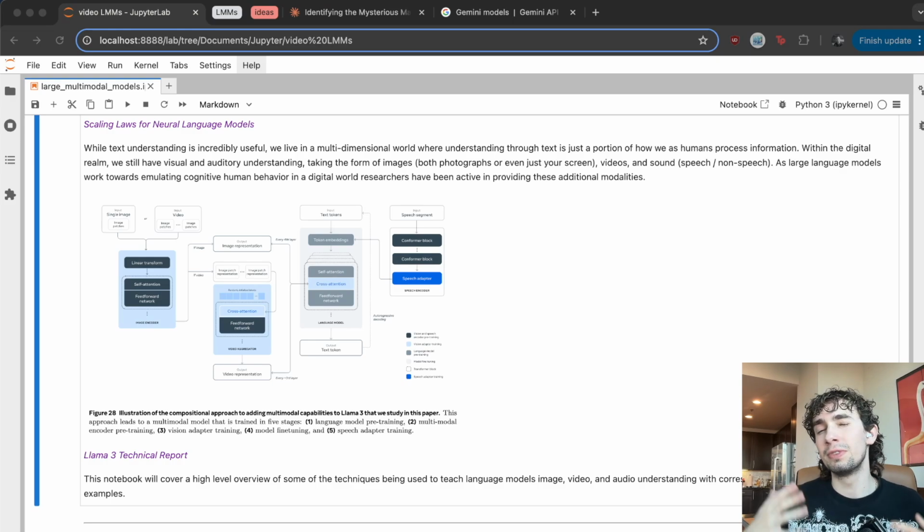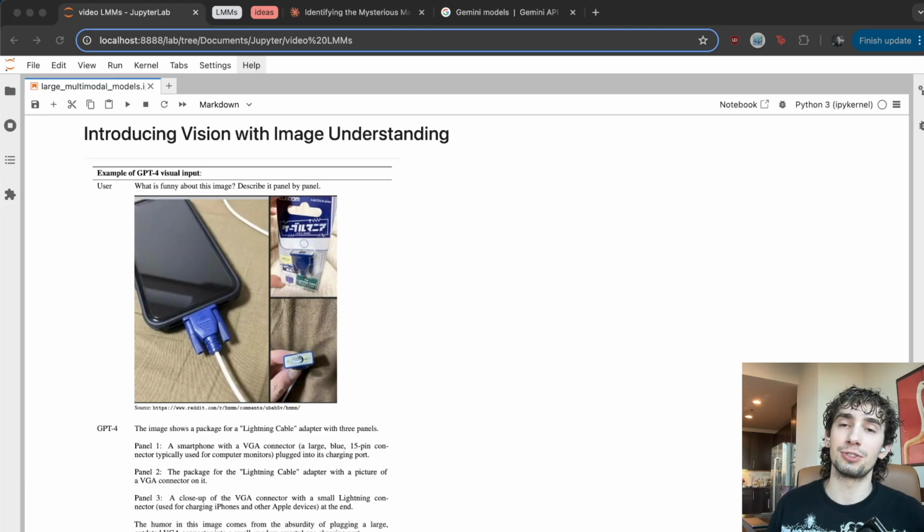As a quick note, the field of actually understanding all of these modalities digitally in some sort of deep learning setting isn't anything new, but I'm going to focus more on the modern language model and its integration with that text-based generation and understanding and processing of those. Starting, of course, by introducing vision with image understanding in language models.